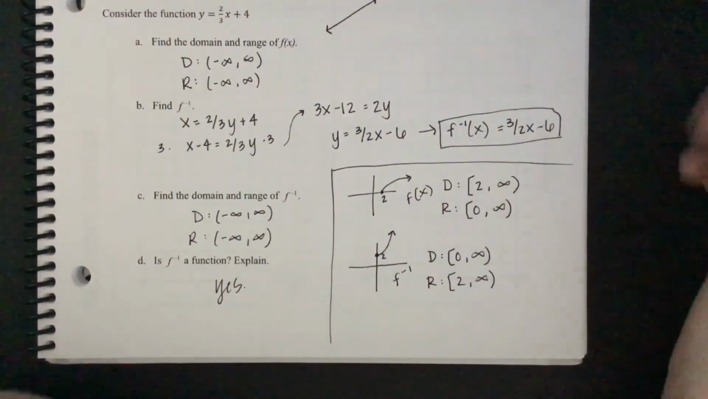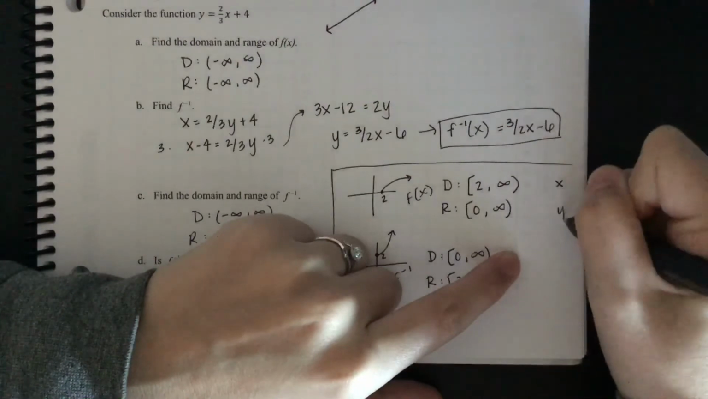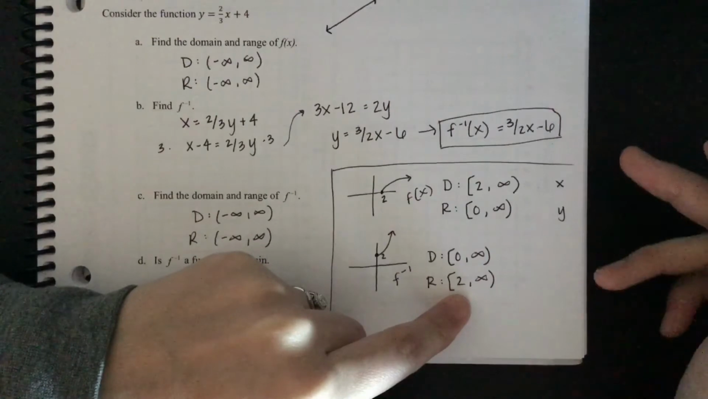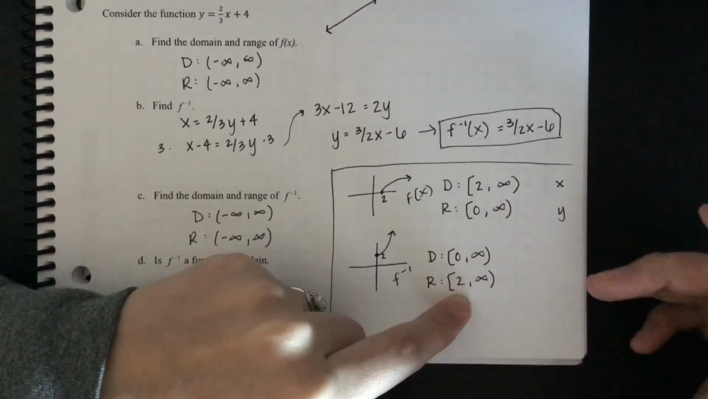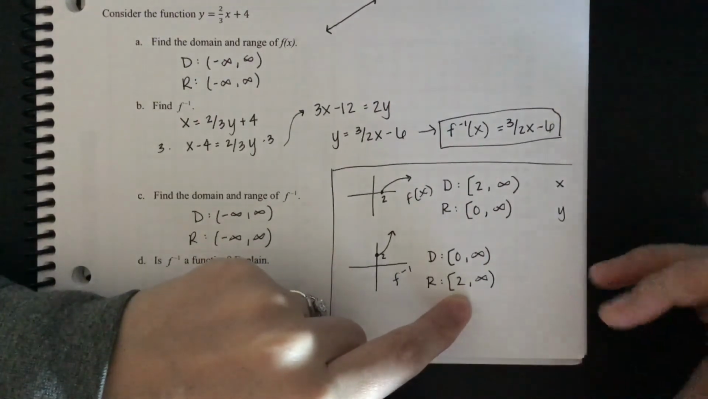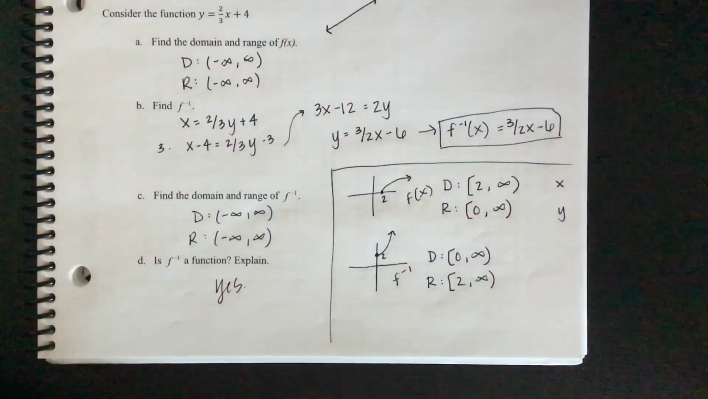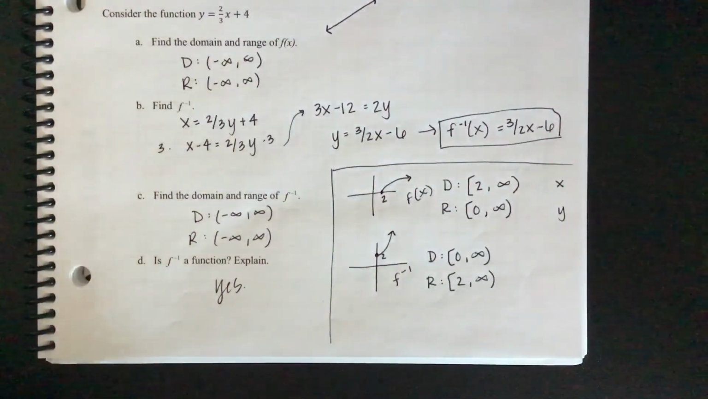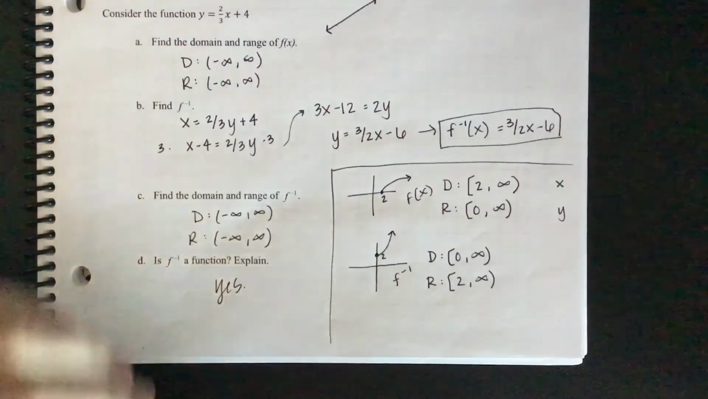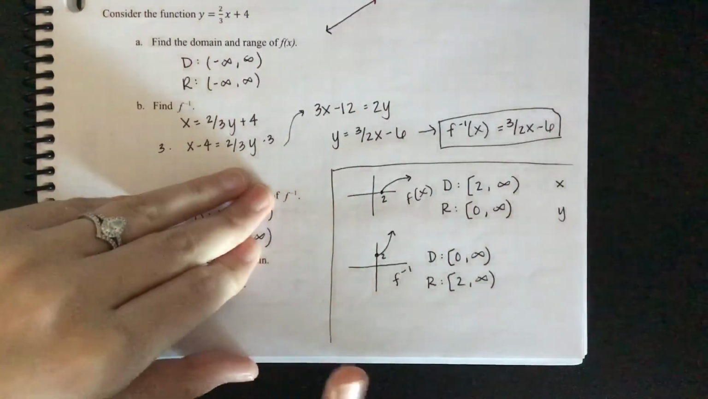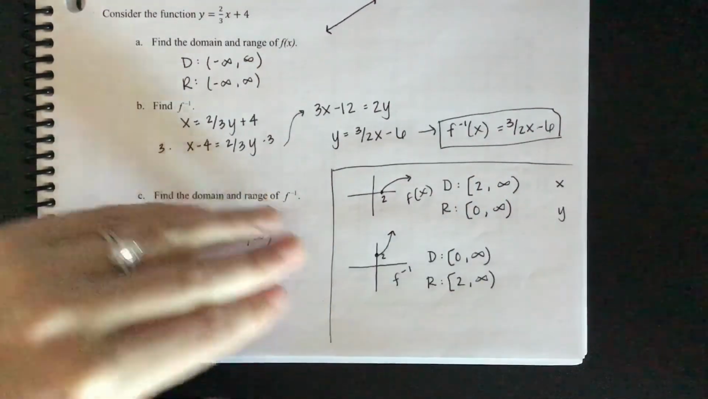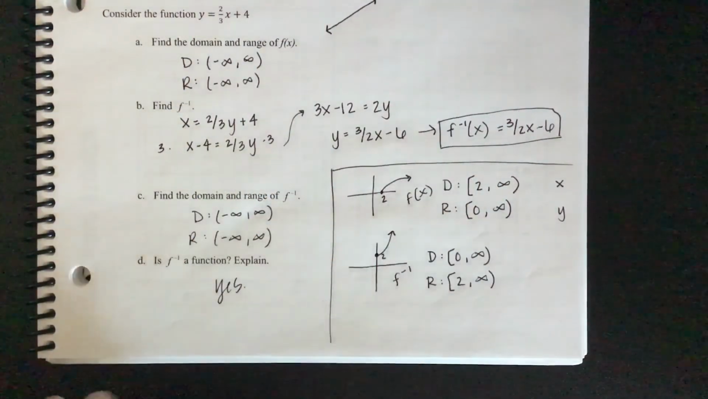Think about it. Your domain is all your x values, your range is all your y values. Here, if we know that x's and y's flip, then we also know that domains and ranges also flip, okay? Because domain represents x, range represents y. All right, something to keep in mind. We're not going to do that probably till next semester, but I want you to see how something that's not linear looks.